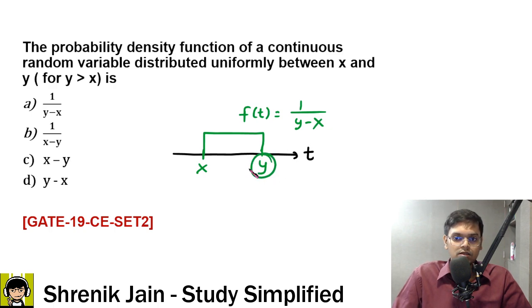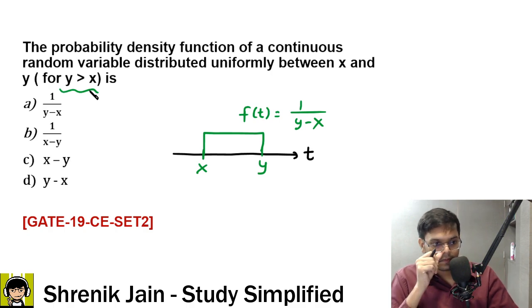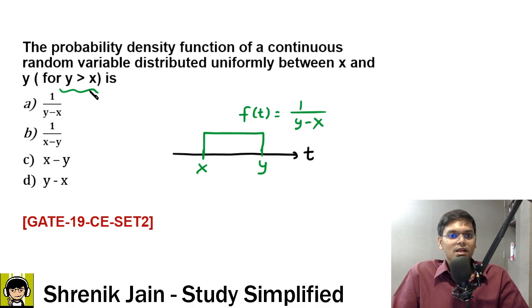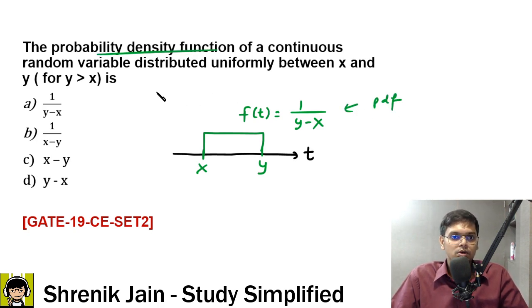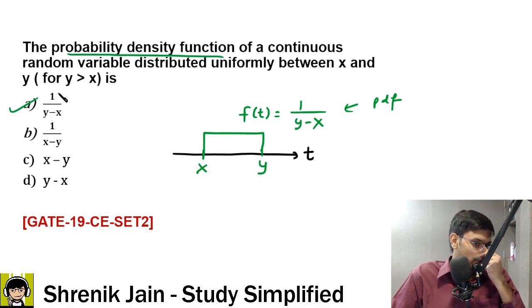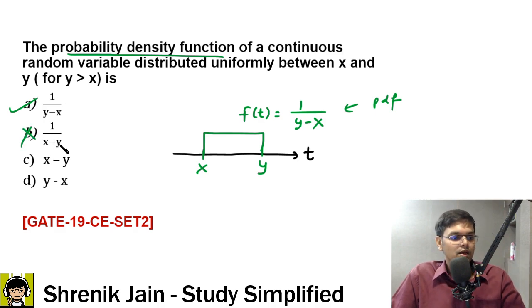Sir, how do you know y is here? How do you know that x is not here? They are saying that y is greater than x. Therefore, y will come here. Does this make sense? Now, once you know that y will come here because y is greater than x, then you know that this is the probability density function. They were asking for the probability density function, so it is 1 upon y minus x. 1 upon x minus y is wrong because x is smaller, y is greater, so greater minus smaller.